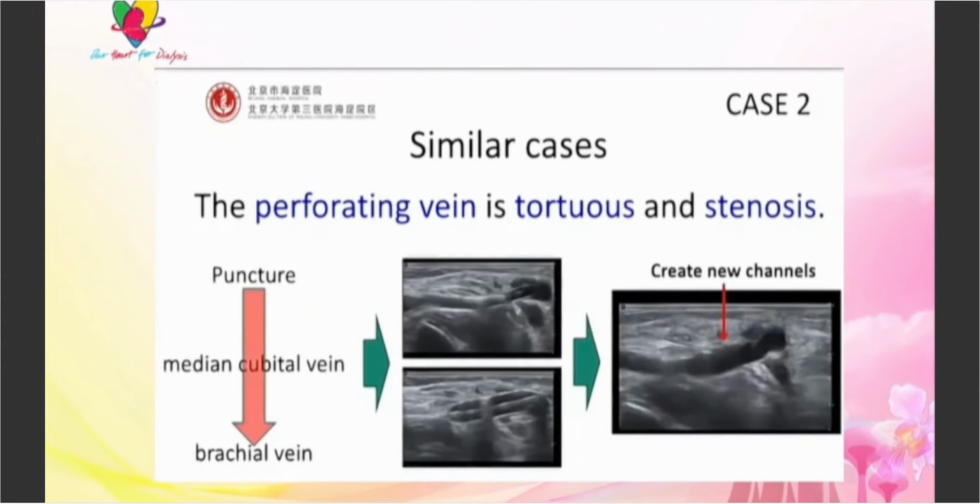Case 2 is a similar case. This method can also be used when the perforating vein is tortuous and stenotic, but it must meet the 3 conditions just mentioned: close enough, the pressure goes from high to low, and the outflow vein is sufficiently patent. This is the median cubital vein. This is the brachial vein. We puncture from the median cubital vein to the brachial vein and PTA. This is the channel created.